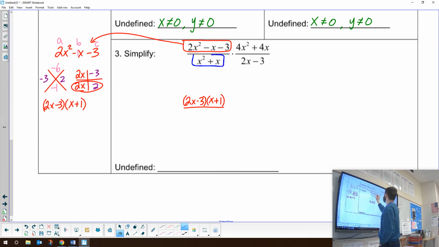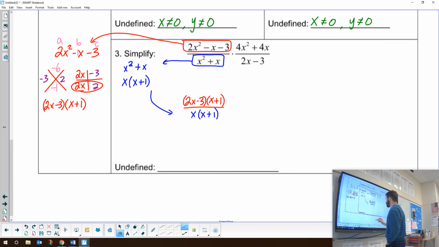So let's take this x squared plus x over here, and I can just pull out a GCF. I can just pull out an x and make this x times x plus 1. All right, so that's going to go on the bottom of my fraction: x times x plus 1.